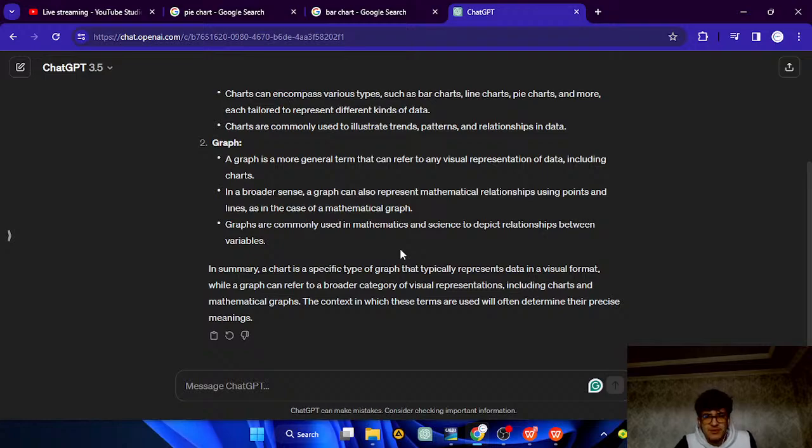A chart typically represents data in visual format, while a graph can refer to a broader category of visual representations, including charts and mathematical graphs. The context in which these terms are used will often determine their precise meanings.